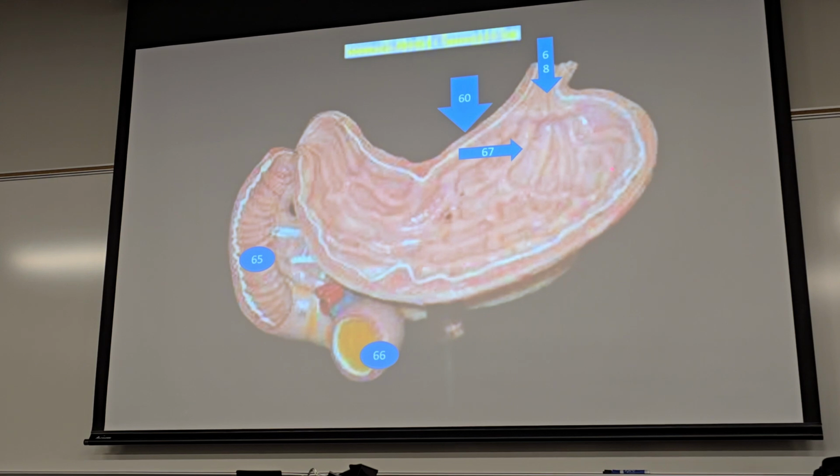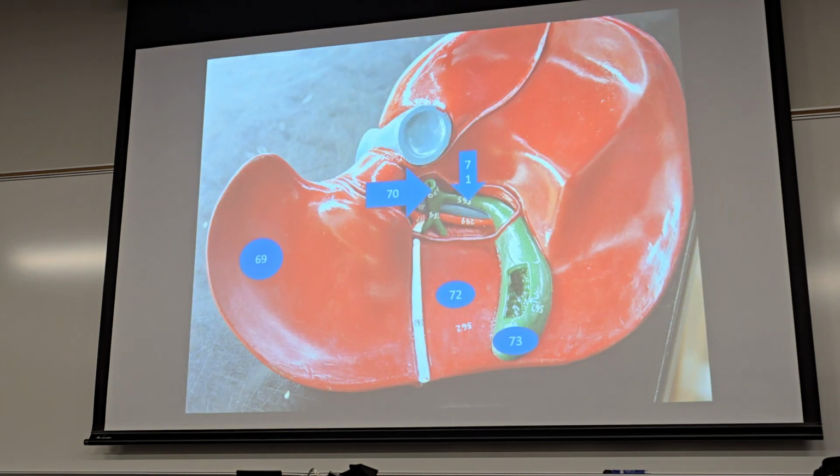What if I ask you what's this region right here? We'll say fundus. What about this region here? Cardia. What about this region here? Pylorus. So basic stuff. There's no reason why you can't get a 100. No reason.